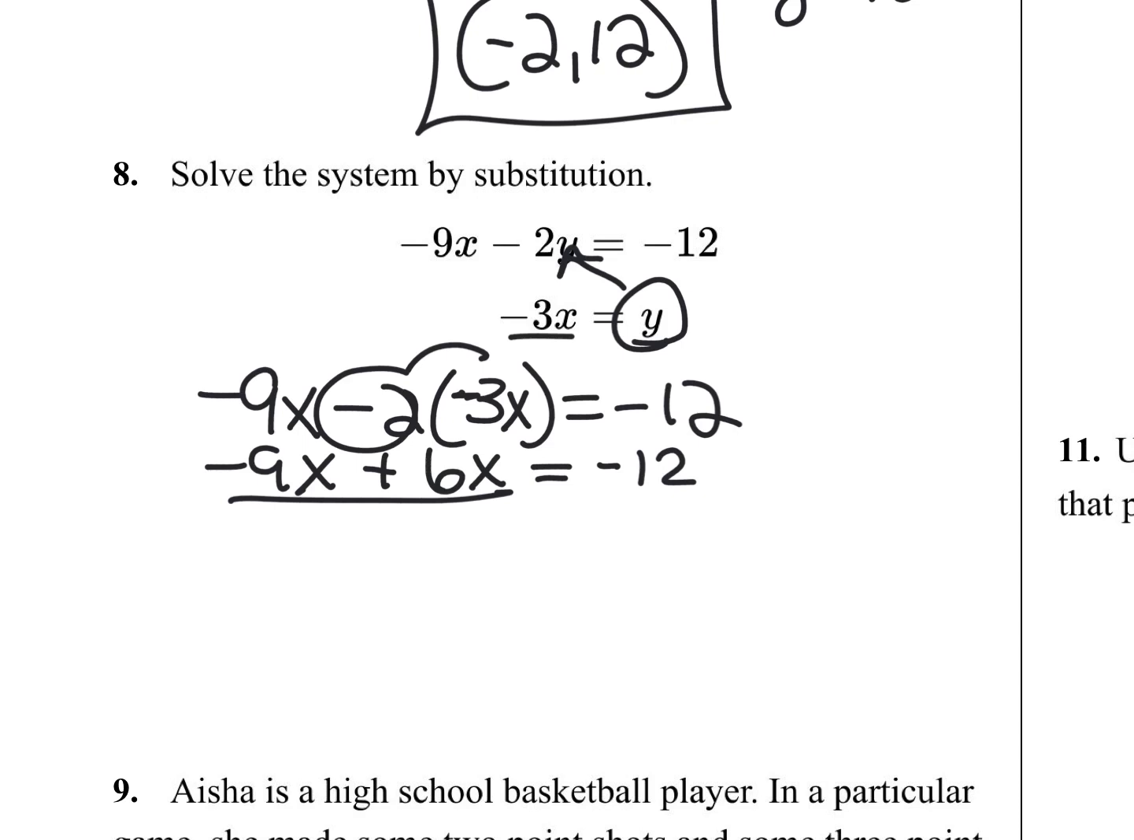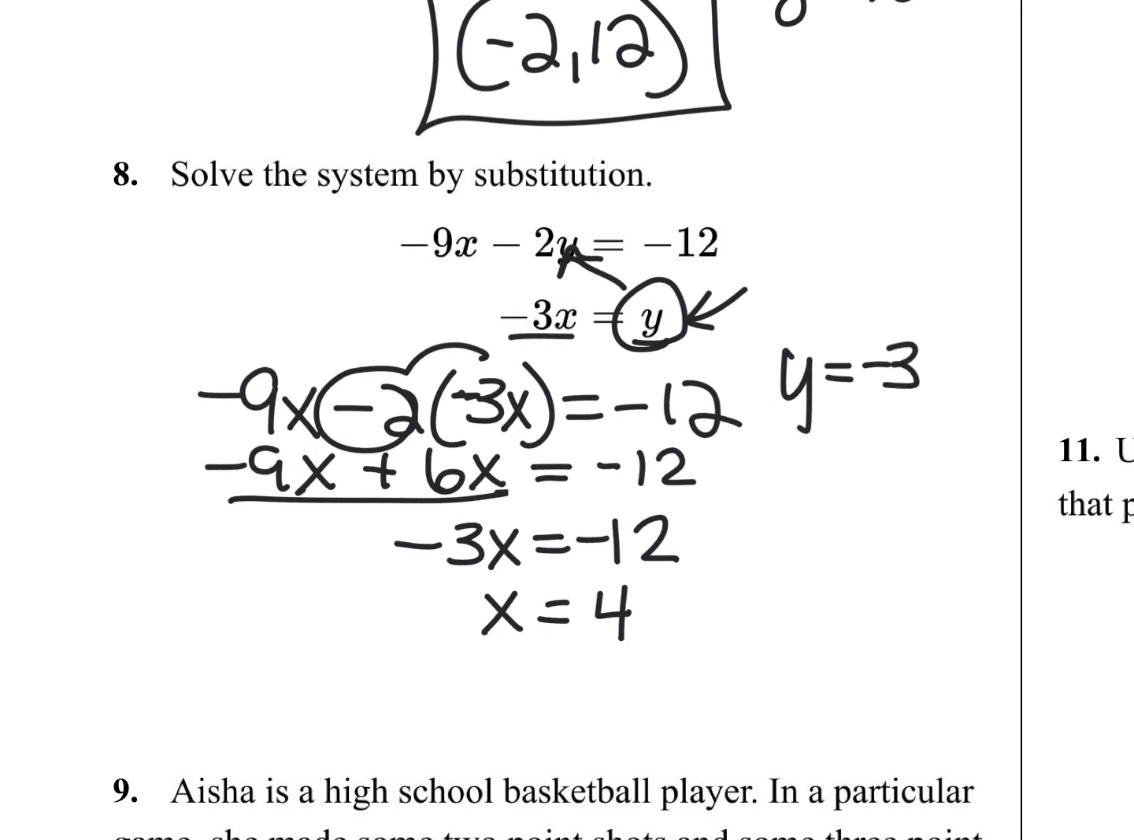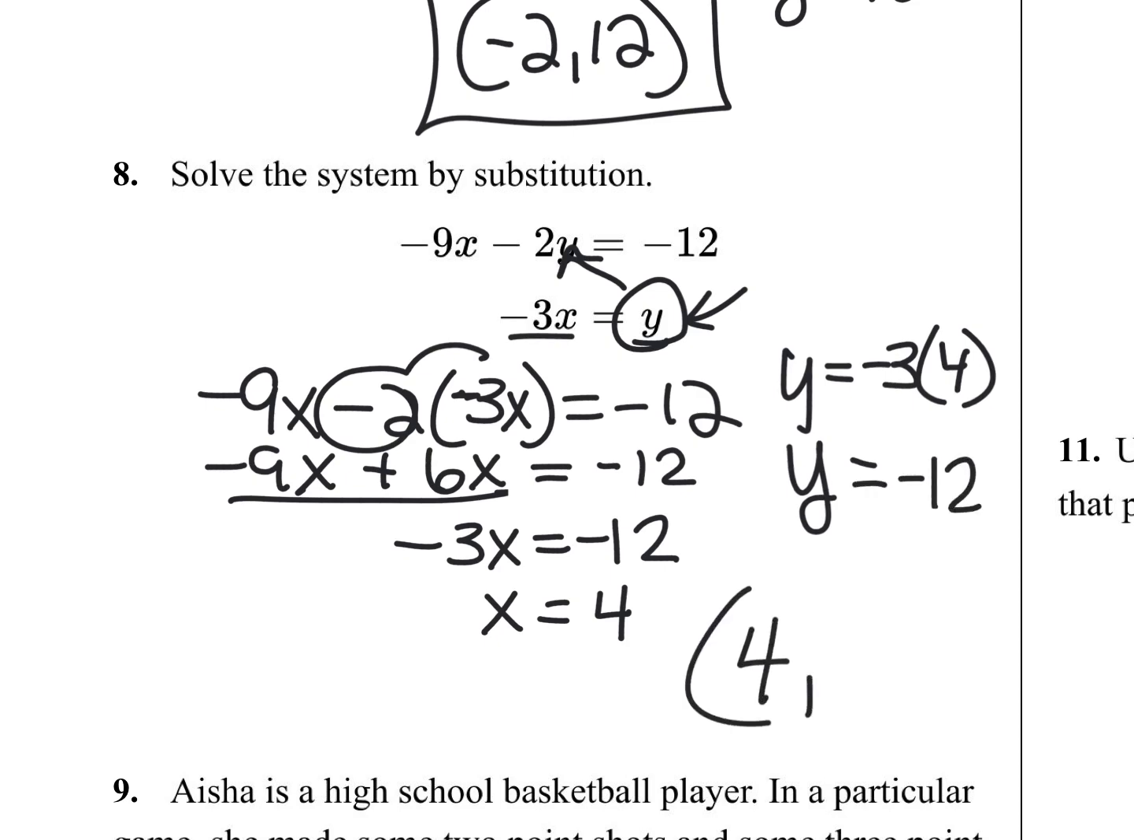Combine your like terms. They're on the same side, so you don't have to do the opposite. You're just combining like terms. So negative 3x equals negative 12. X equals positive 4. All right, so now find y. So we'll use that equation. Y equals negative 3x. Replace x with 4. So y equals negative 12. Solution is 4, negative 12. Remember, this is the point where these two lines would intersect if you graph them.